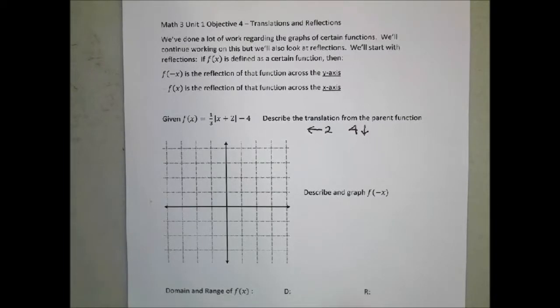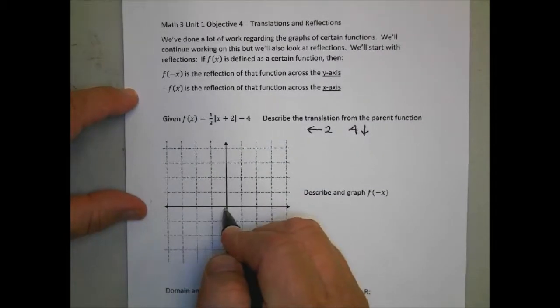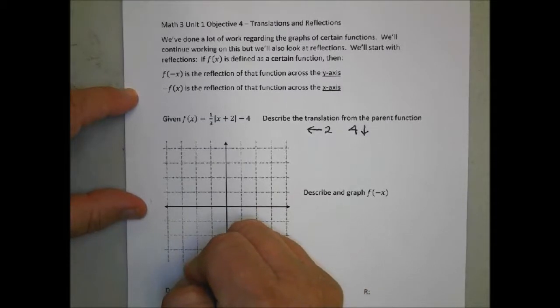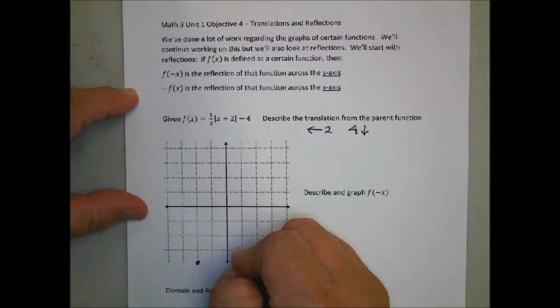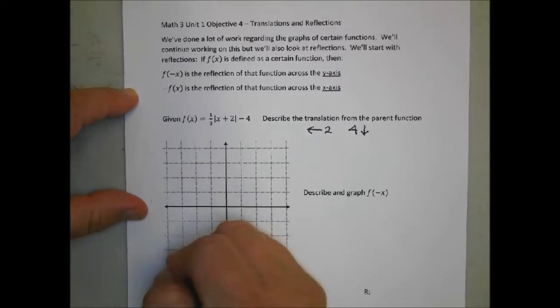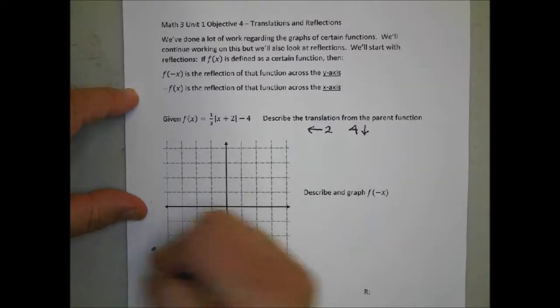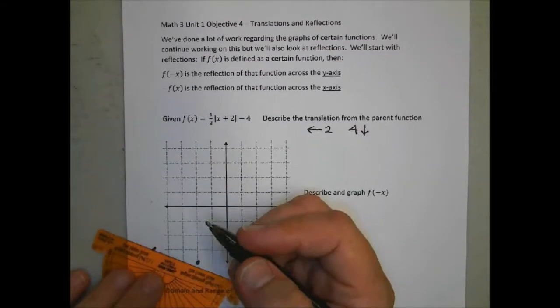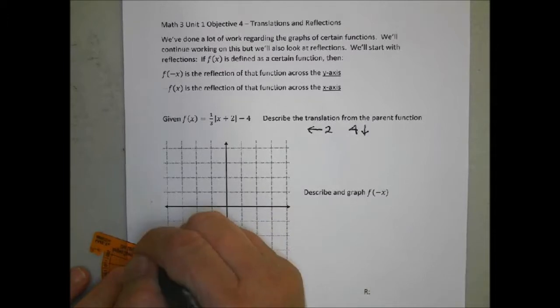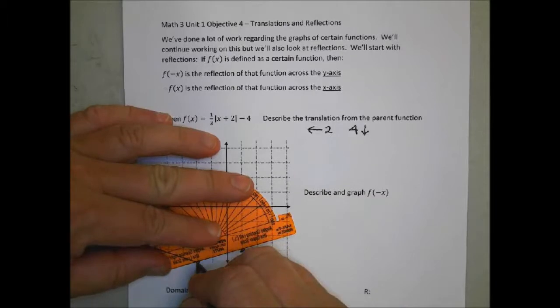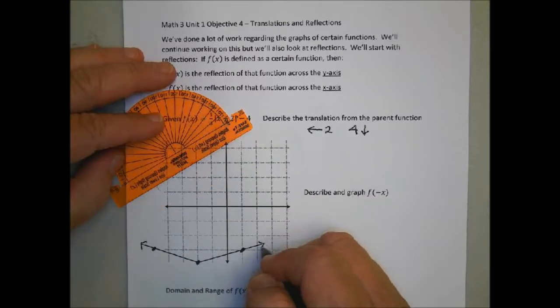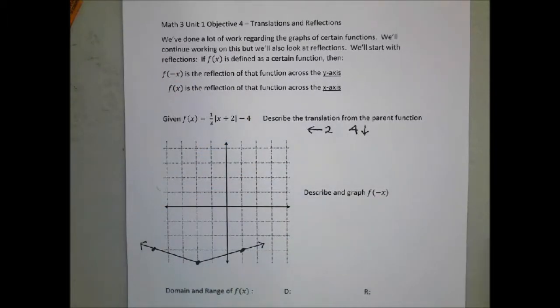So the key point is no longer at 0, 0. It has gone 2 units to the left and 4 units down. Now the slope is 1/3, up 1 over 3, up 1 over 3, and that's what we've got right there. We have 3 key points on this graph.